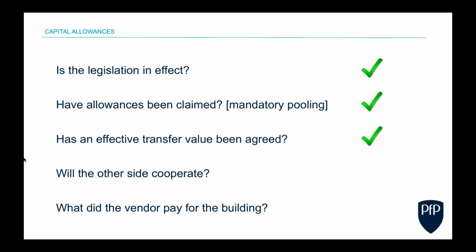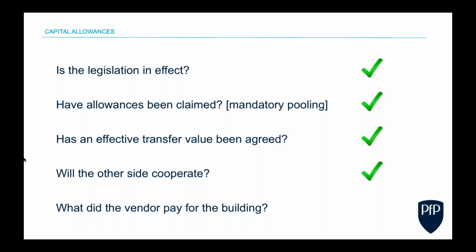So has an effective transfer value been agreed? Things like auctions, for example, you agree to the auction terms before you bid. There could be all sorts of capital allowance related nasties in there already. Will the other side cooperate? I suppose a better way of phrasing this is who's in the driving seat. And that will change from area of the country to area of the country, whether it's a buyer's market, seller's market, who's motivated and so on.